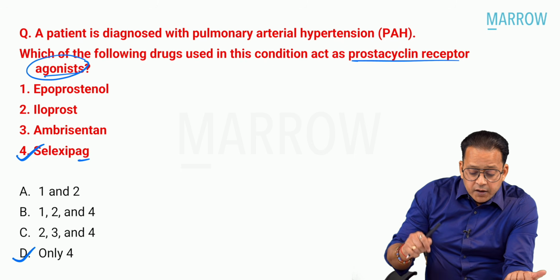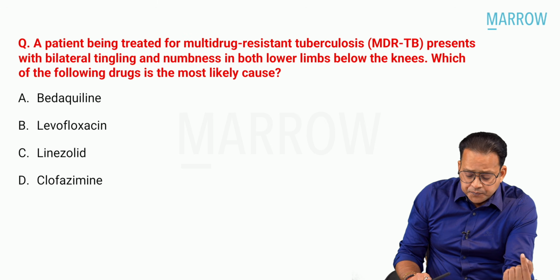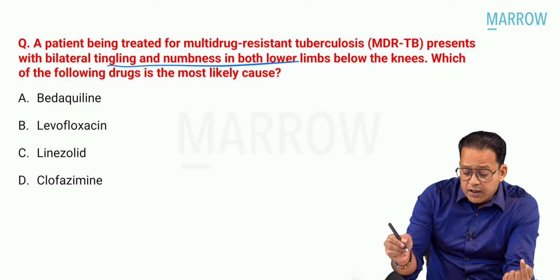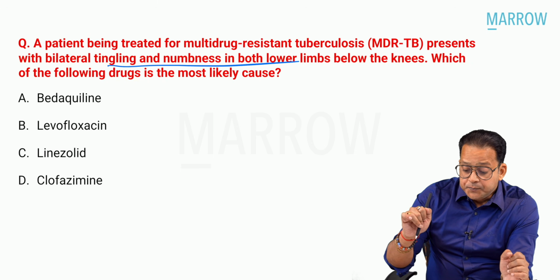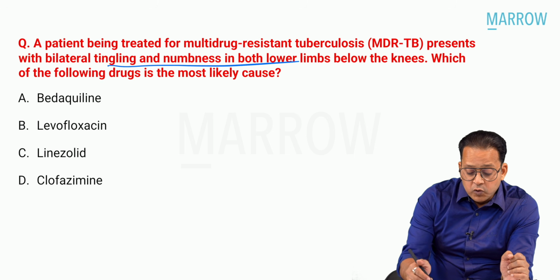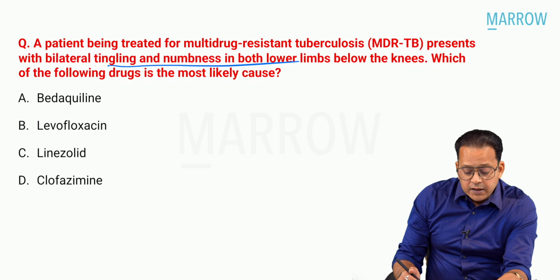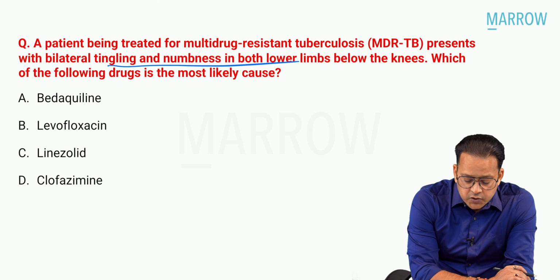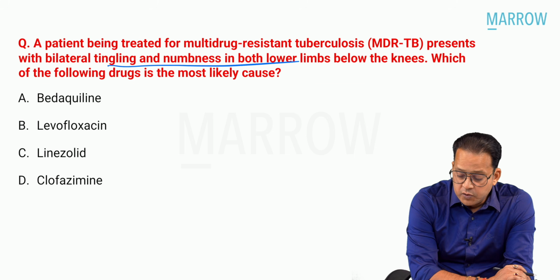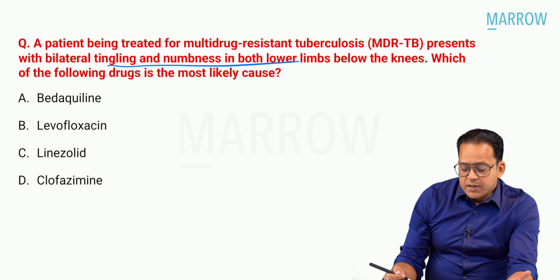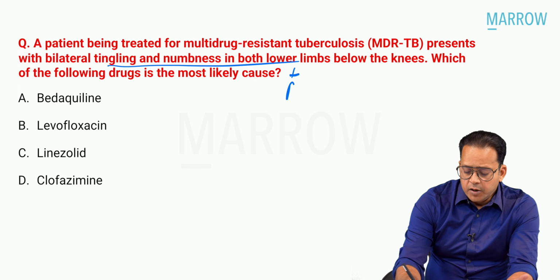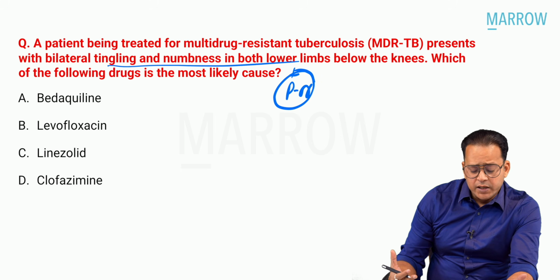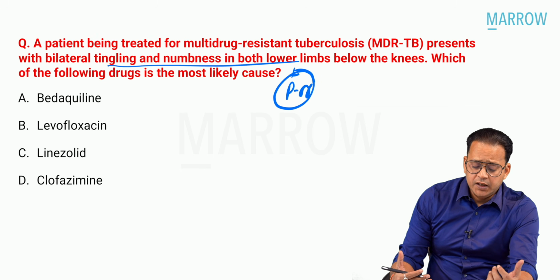All right, guys. Next one, single option correct. Patient being treated with MDR-TB presents with bilateral tingling and numbness in both lower limbs, neuropathy below the knees. Which of the following drugs is the most likely cause? Bedaquiline, levofloxacin, linezolid, clofazimine. Alright, guys. So what do you think is the answer here? Tingling and numbness in both lower limbs tells us about peripheral neuropathy. And look at the options: A, bedaquiline; B, levofloxacin; C, linezolid; D, clofazimine.